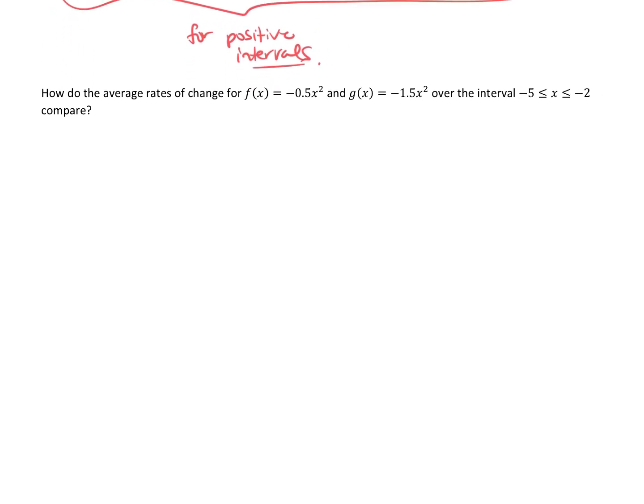How do the average rates of change compare for f of x equals negative 0.5x squared? So our a value is negative 0.5. This parabola is opening down. And g of x equals negative 1.5x squared. That's opening down. If you were to look at the absolute values of these, this 1.5 would be a bigger value, so it's going to have more of a stretch than this one. It will be more narrow. And we want to look at the interval from negative 5 to negative 2. How do they compare?